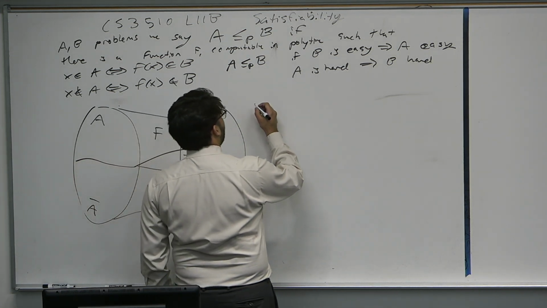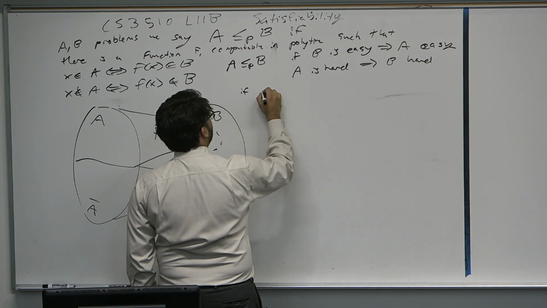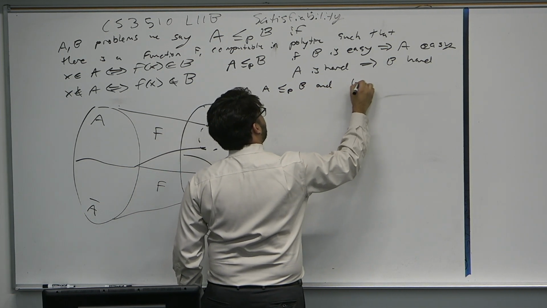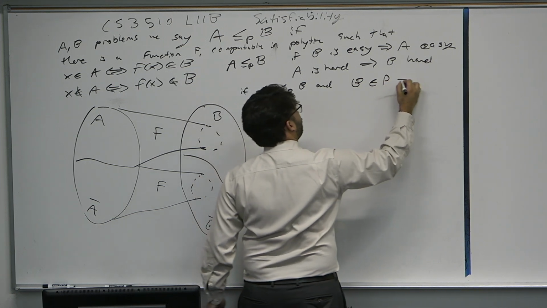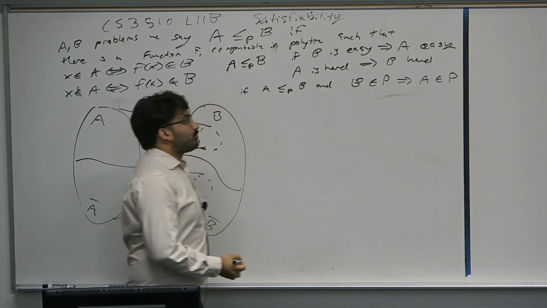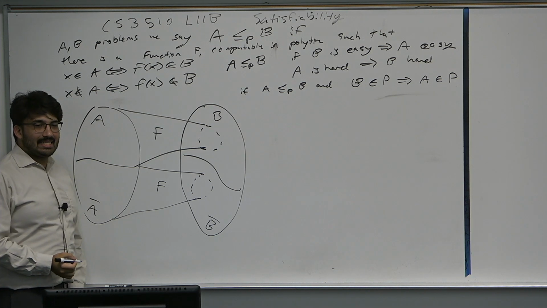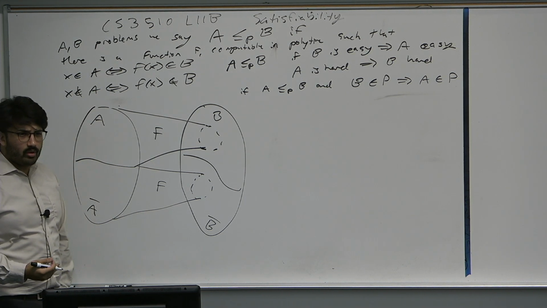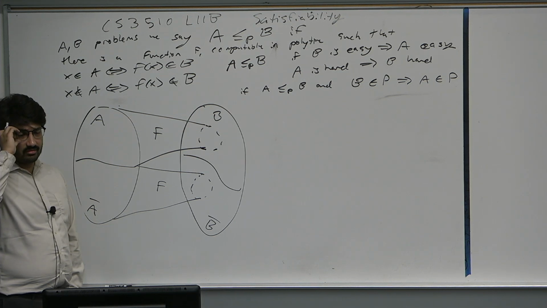So we prove the following. If there's a polytime reduction from A to B, and B is an element of P, that implies that A is an element of P. So this is the proof that if B is easy, then A is easy, as long as there's such a translation between A and B. Before we prove this, any questions on this?